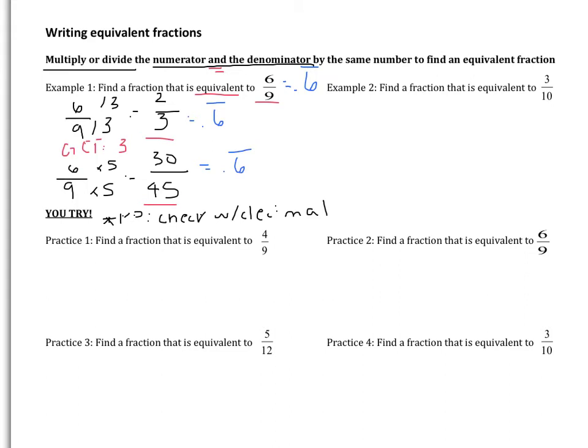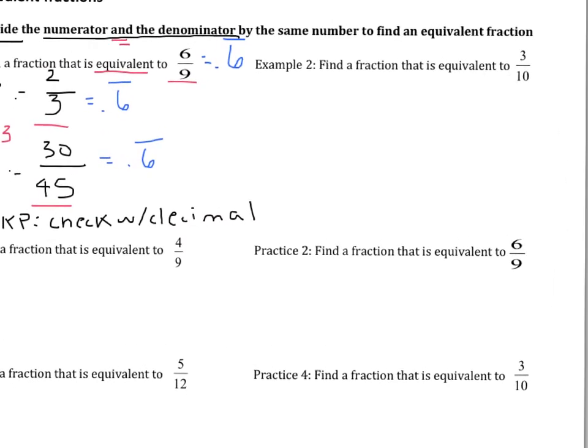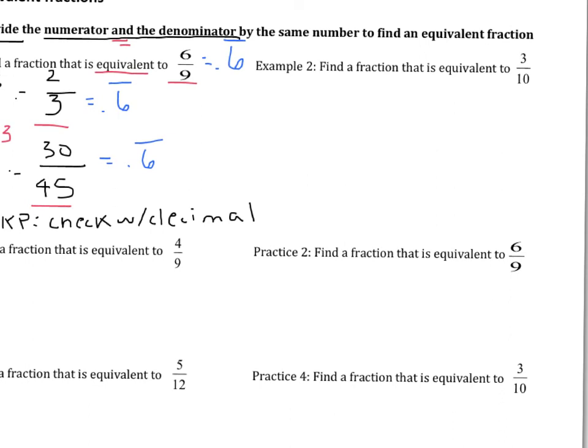Okay, let's do one more example. Let's do example 2. We have find a fraction that is equivalent to 3/10. First, I'm going to see if I can reduce that, see if I can simplify that. Go ahead and see what the greatest common factor of 3 and 10 is. Pause the video and find the greatest common factor of 3 and 10.